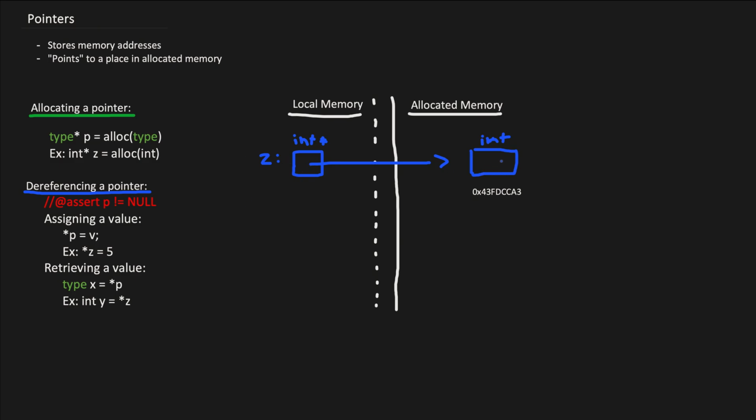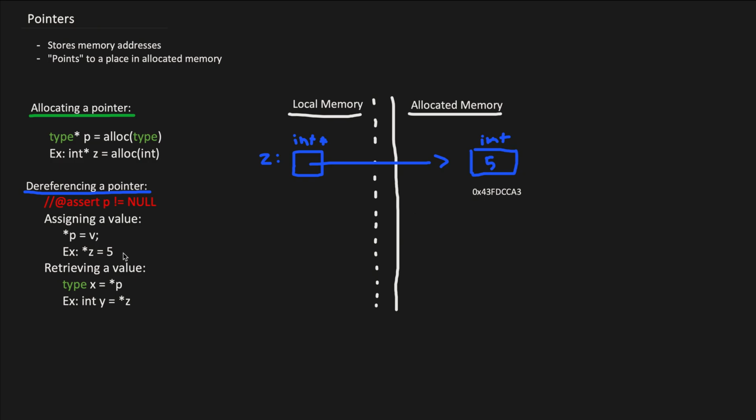So right now, z is pointing to this box, and in C0, the default value is 0. But if we want z to be pointing to some value 5, we can say star z is equal to 5. So when you see the star, you can think of it as following the arrow. So you follow the arrow, and we can change this value to 5.